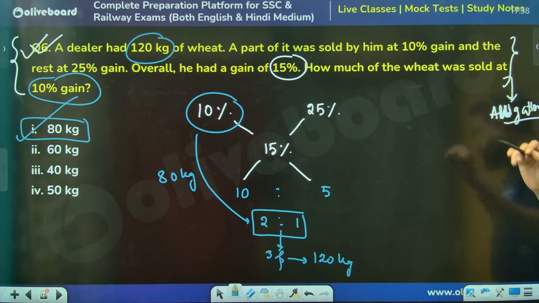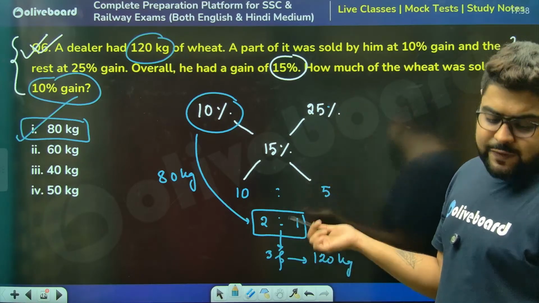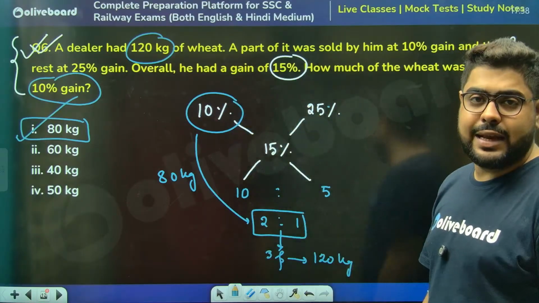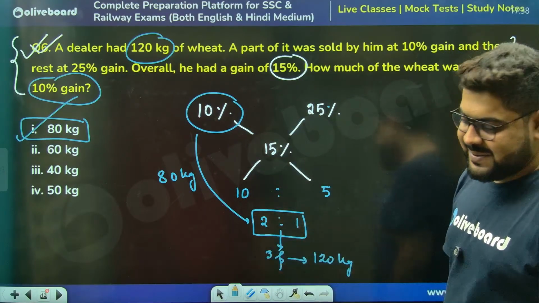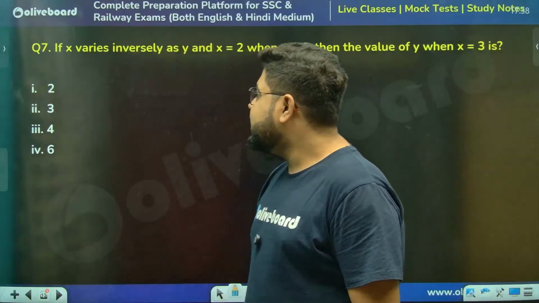But again, the identification is tough. In allegation questions, the most difficult part is to identify that this question can be solved using allegation. That's the biggest thing. That is your biggest challenge. Right, sir? Next one.